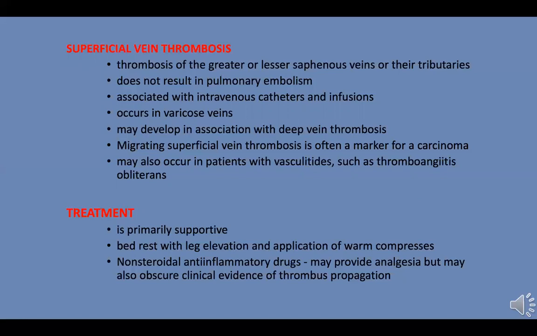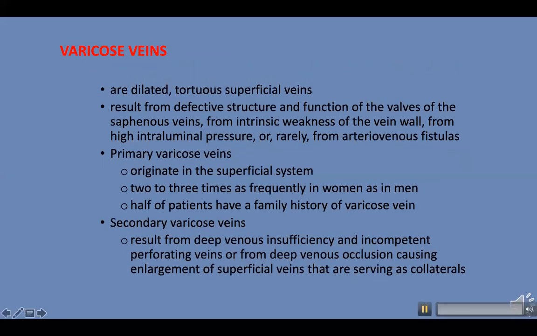Treatment is primarily supportive. Bed rest with elevation of the legs and application of warm compresses may help. NSAIDs may provide analgesia, but may also obscure the clinical evidence of thrombus propagation. Varicose veins are dilated, tortuous superficial veins. They result from defective structure and function of the valves of the saphenous veins, from intrinsic weakness of the vein wall, from high intraluminal pressure, rarely from AV fistulas.